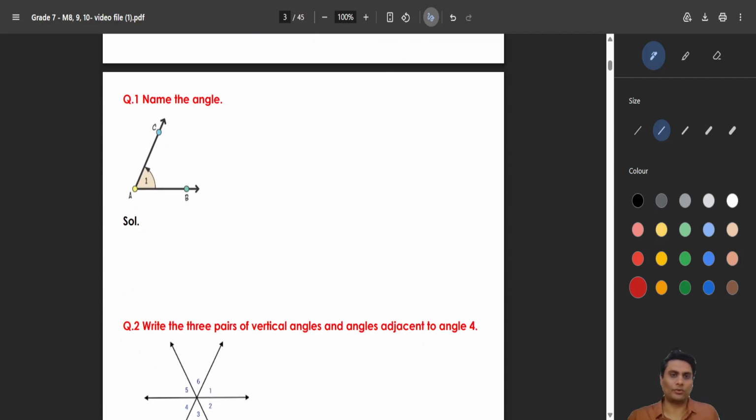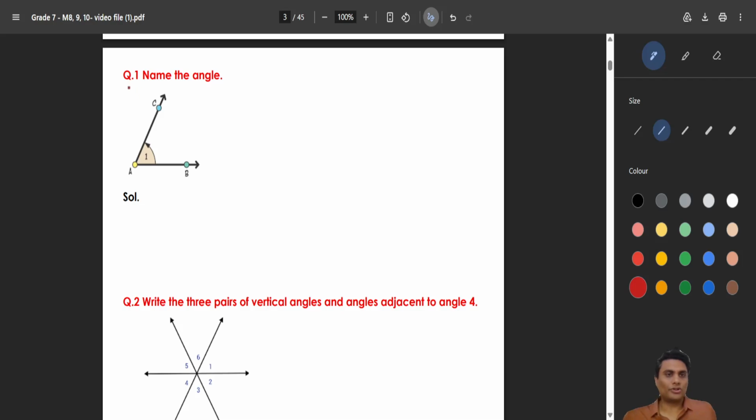Now let us do some questions. Question number 1, name the angle. So in how many ways can we name it? First, you can start with the B, you can go to the A, you can end at C. So I can call it angle BAC, correct? You can stop the video and try the question by yourself first. And then if you do not understand or if you have completed the question, then you can check the answer.